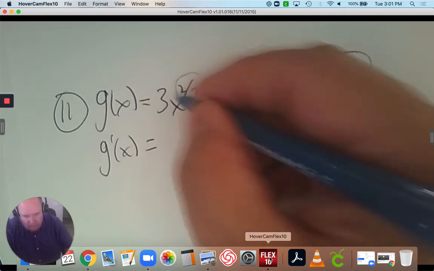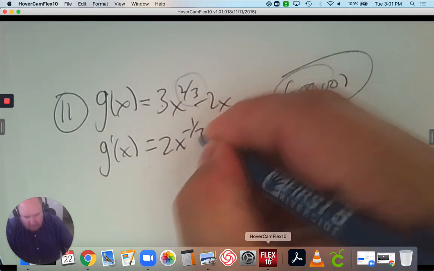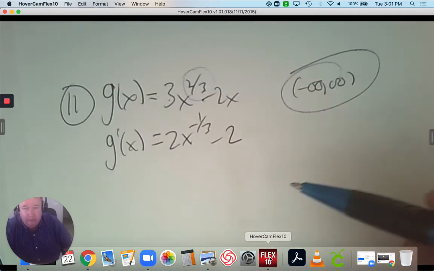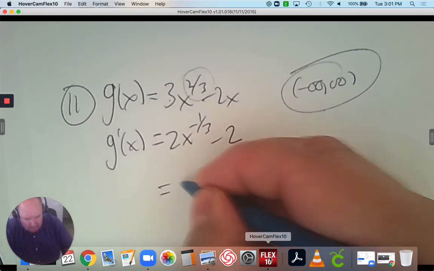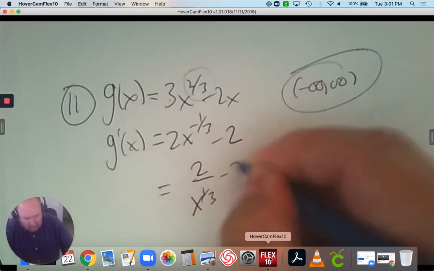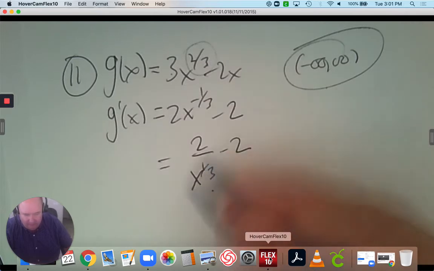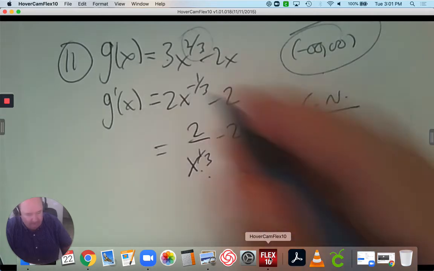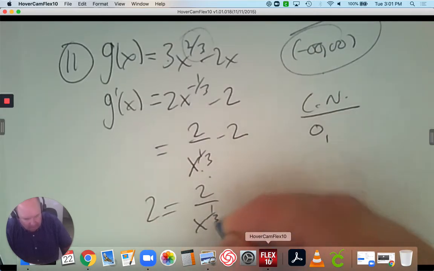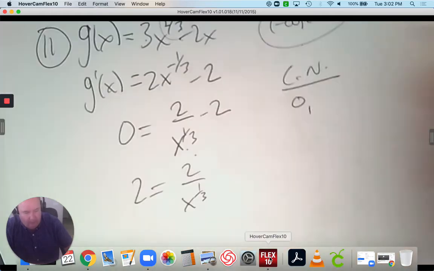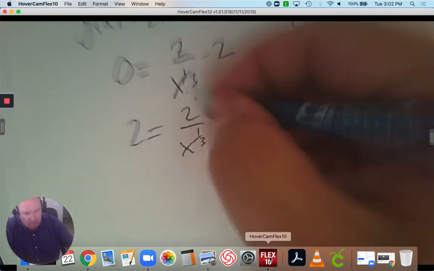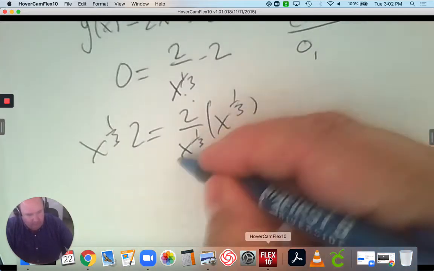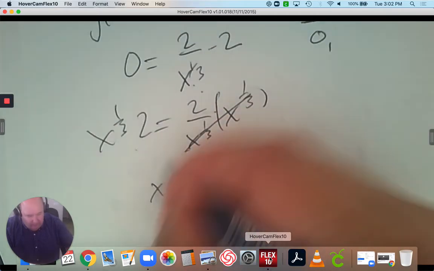Take the derivative. 2/3 times 3 gives me 2. Subtract. So 2 take away 3 is -1/3. Derivative of -2x is -2. So I'm going to write this better so that you can see it. So that negative exponent means it goes in the denominator. So if I want to find my critical number, 0 is a critical number because it's undefined. I'm going to add 2 to the other side. So I'm going to make it equal to 0, add 2, multiply both sides by x to the third, and then divide both sides by 2.